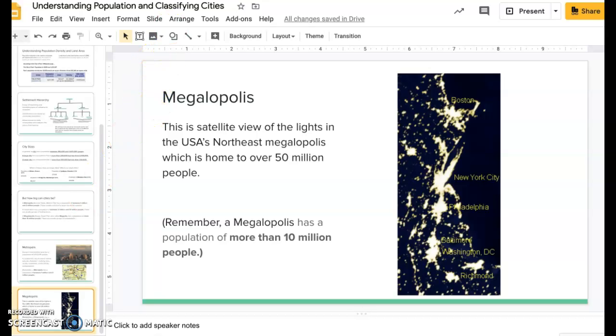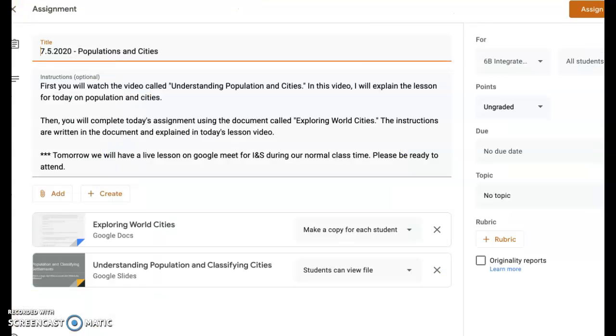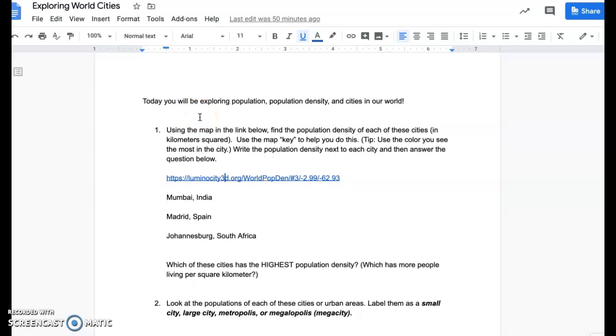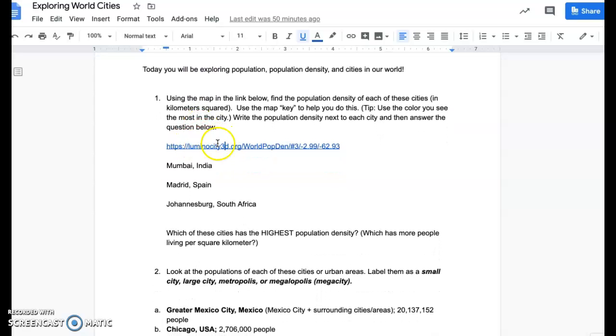So moving on to today's assignment, what you're going to be doing is using this document here to explore these ideas that we've just gone over. The first thing you're going to do is use this map here to find the population density of each of these 3 cities. So I have 3 cities here. You'll find their population density, and you're going to use the map key to help you do this. You're going to write the population density next to each city and then answer the question below. So you'll find these 3 cities in this map here.